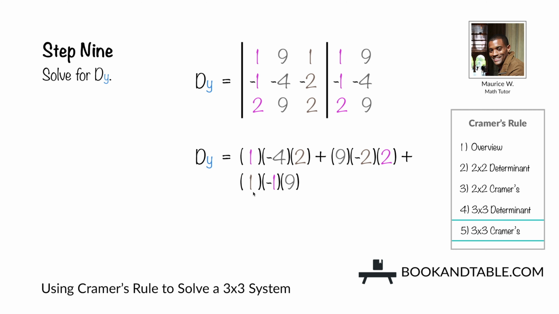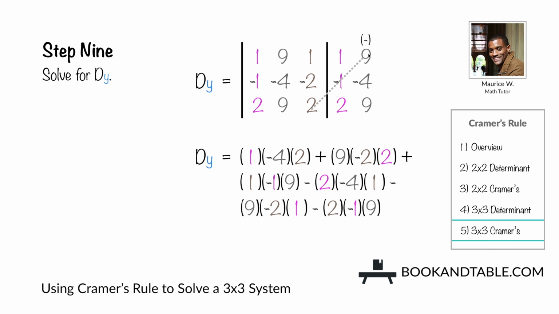And now we want to start here with 2 and multiply the numbers going up to the right. And we'll repeat this for columns 2 and 3. And we'll subtract all of these products. So we get minus 2 times negative 4 times 1, minus 9 times negative 2 times 1, minus 2 times negative 1 times 9. And now we have the expression that we need to solve for dy.